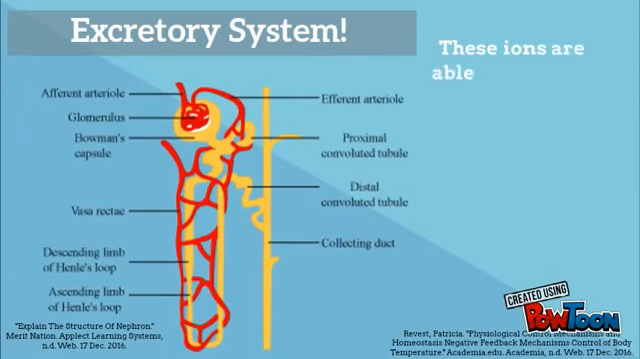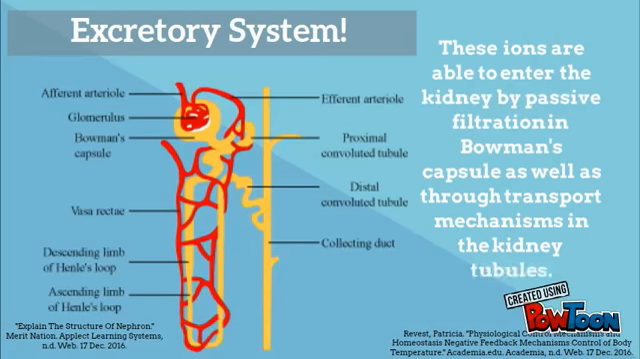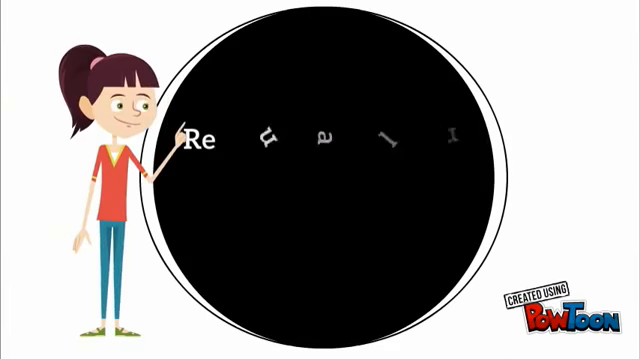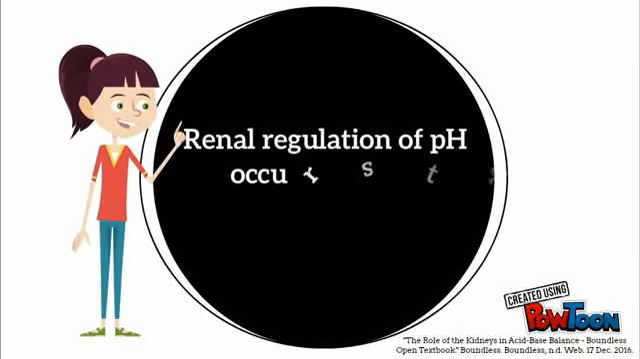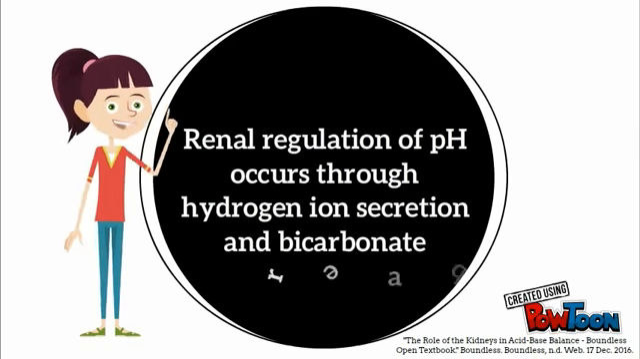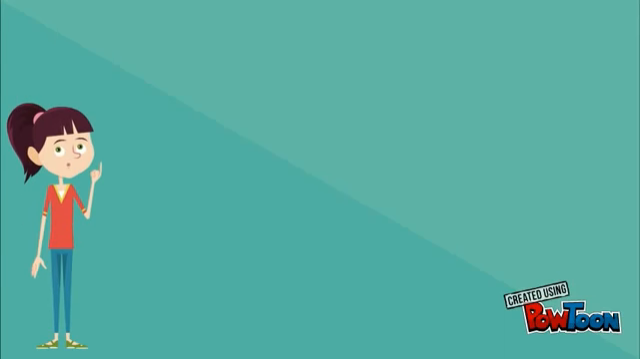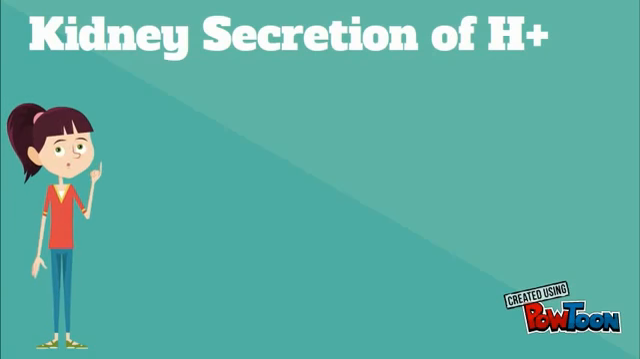These ions are able to enter the kidney by passive filtration in Bowman's capsule as well as through transport mechanisms in the kidney tubules. Renal regulation of pH level occurs through hydrogen ion secretion and bicarbonate reabsorption. The body maintains blood pH level through renal secretion of hydrogen ions.